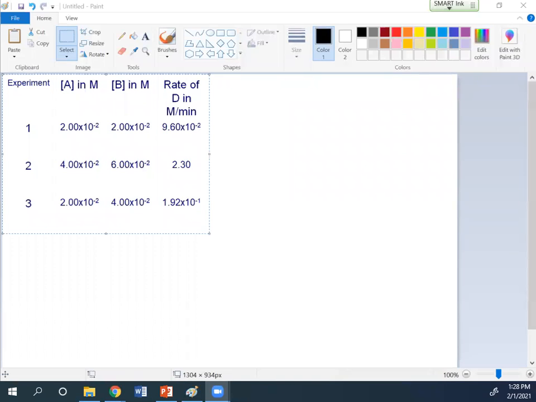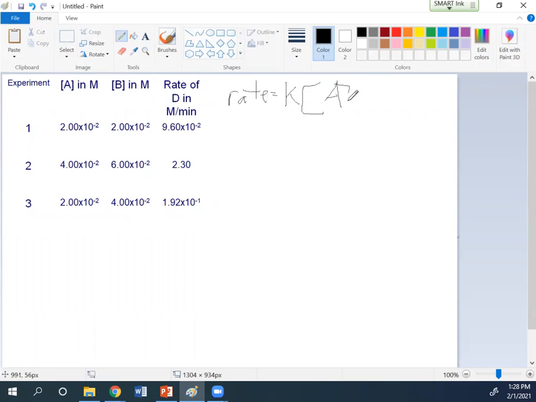All right, so we're going to determine this rate law. Now, what is the generic rate equation? Rate equals k, bracket A, close bracket, B. Well, A to some power, we're going to call that x, and B to some power, we're going to call that y. You could have used m and n, it doesn't really matter. So that's our first step: we need to write our generic equation.